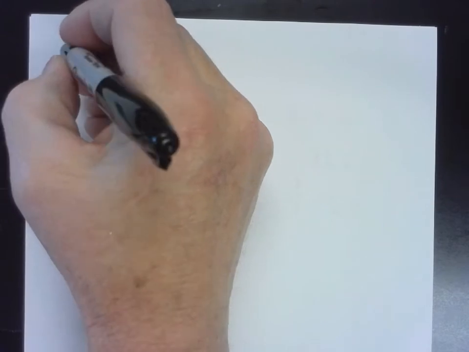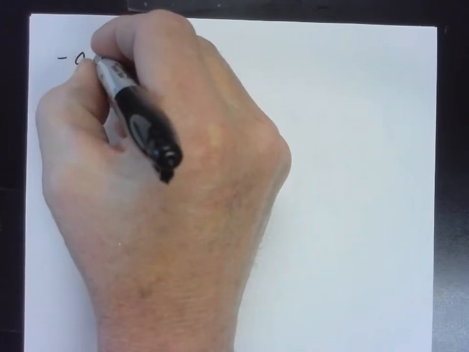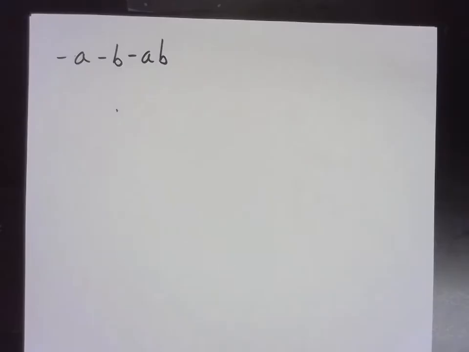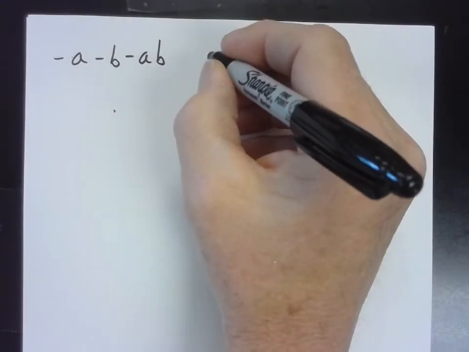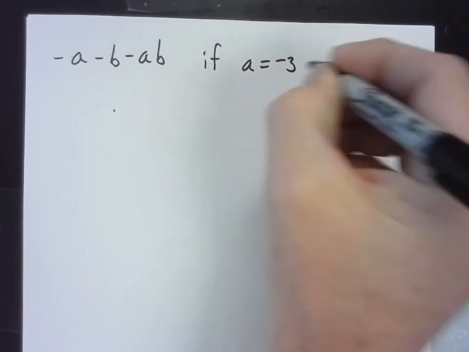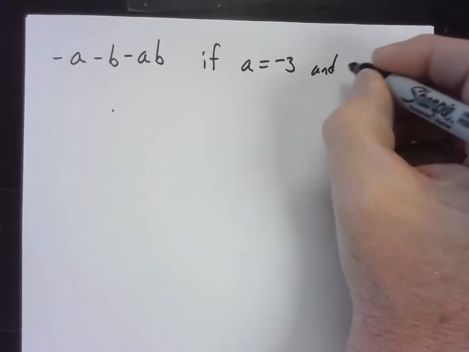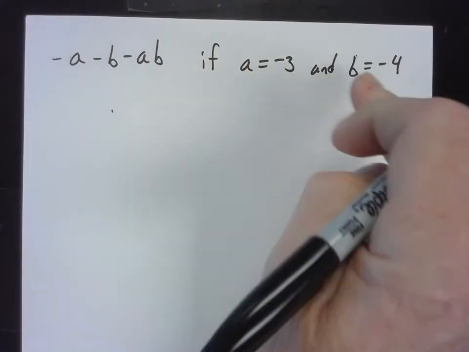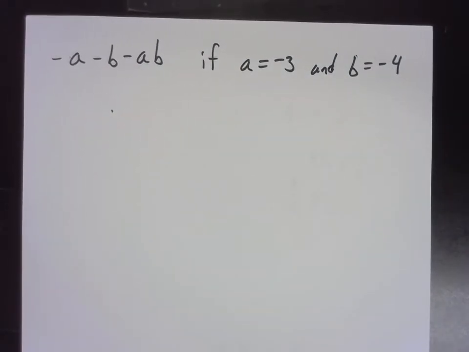So I'd like you to try this one. All I want you to do is substitute the values in and use the parentheses. Make your parentheses big enough that you can see your negative symbols and stuff inside of them. If you make them too little, things don't work out so well. So evaluate this expression if a is a negative 3 and b is a negative 2, or sorry, negative 4. So just do the substitution for me.